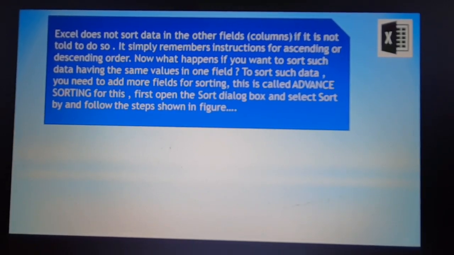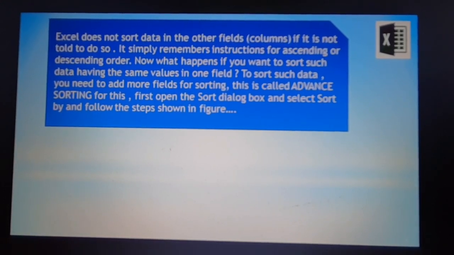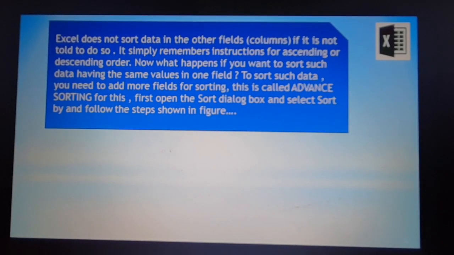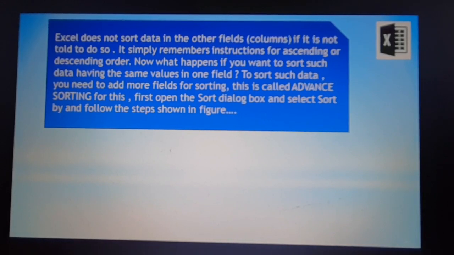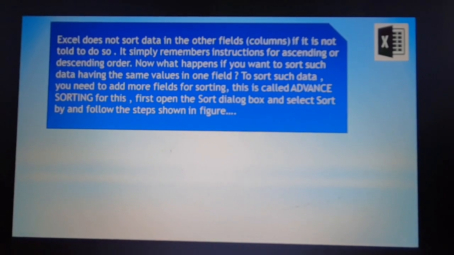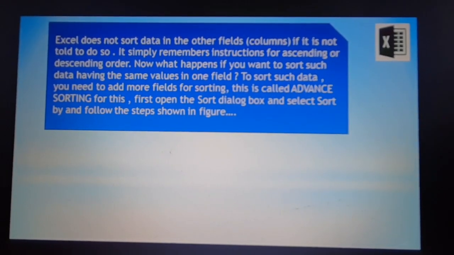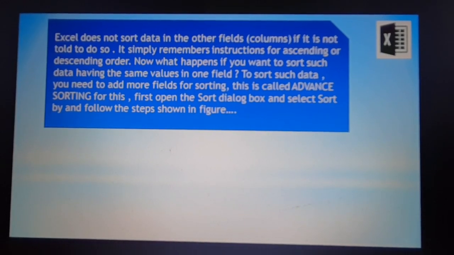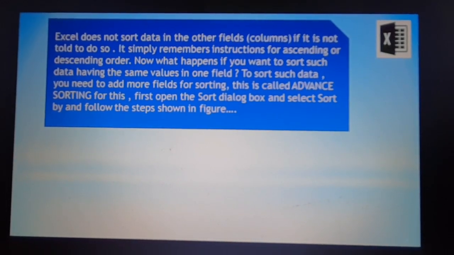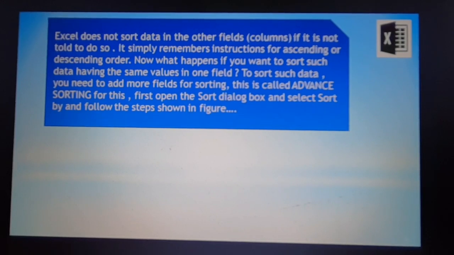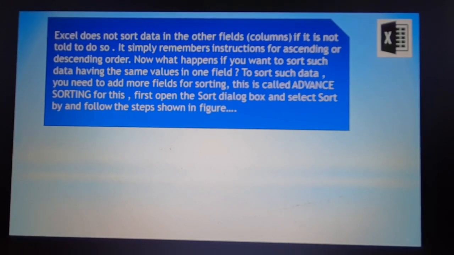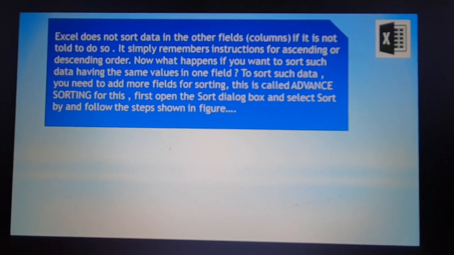Now, what happens if you want to sort data having the same values in one field? To sort such data, you need to add more fields for sorting. This is called advanced sorting. For this, first open the sort dialog box and select sort by and follow the steps shown in the figure.